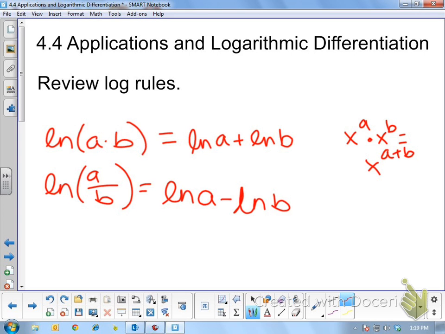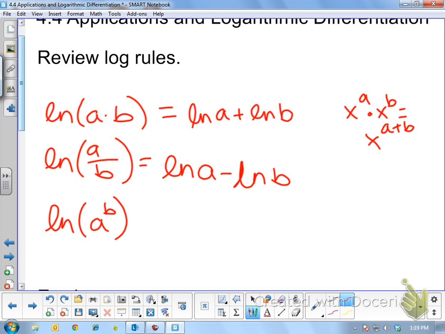If I have natural log of a to the b, what do we do when we have an exponent inside? You bring it down. Bring it in front and multiply. B times ln a.